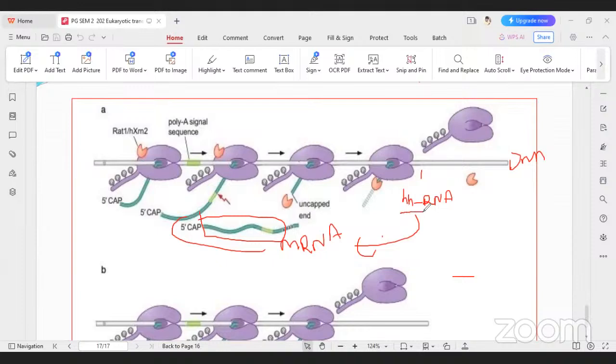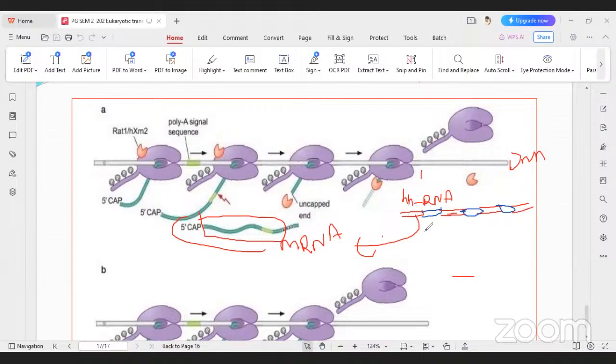let's draw. This is red color, and blue color, and again red color, like this. In the middle, blue color. These are formed. This is hnRNA. There is no protection, and here the poly A is also not formed. So this is hnRNA, right?